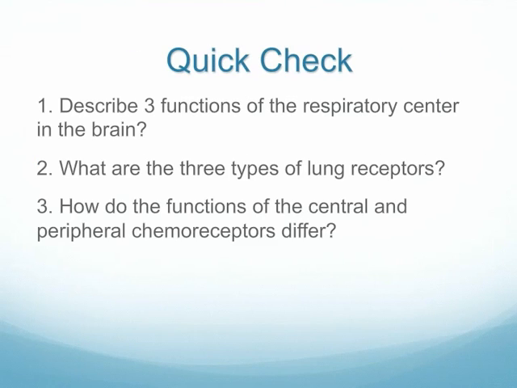Take a moment now and check yourself. Can you describe 3 functions of the respiratory center of the brain? What are the 3 types of lung receptors? And how do the functions of the central and peripheral chemoreceptors differ? Take a moment to pause the recording right now and answer those questions for yourself.